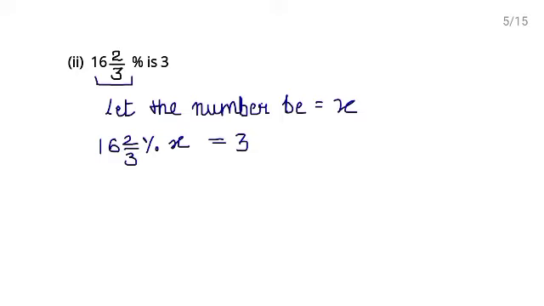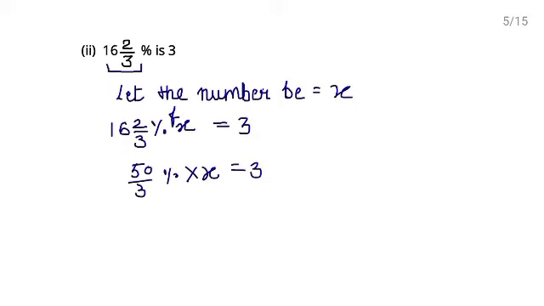Now this is a mixed fraction. So first of all you have to convert it into the improper. 16 threes are 48. 48 plus 2, 50. So this is 50 upon 3%, of means multiply, x is equals to 3.